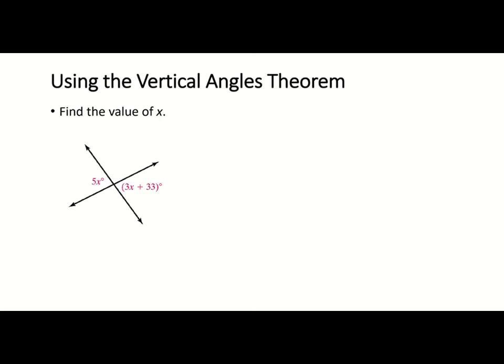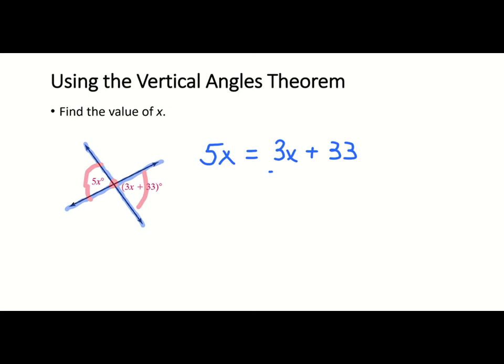Right, and the last thing we're going to do is they want us to find the value of x. And this is using our vertical angles theorem. Anytime you have two lines that meet at a point, you should recognize vertical angles. Remember, opposite angles are congruent. So that means that this angle is congruent to this angle. So using our vertical angles theorem, that means that we have 5x is equal to 3x plus 33, and we just have to solve to find x.